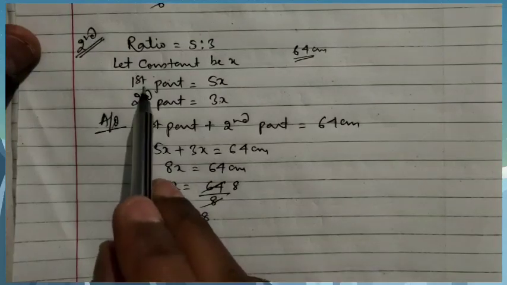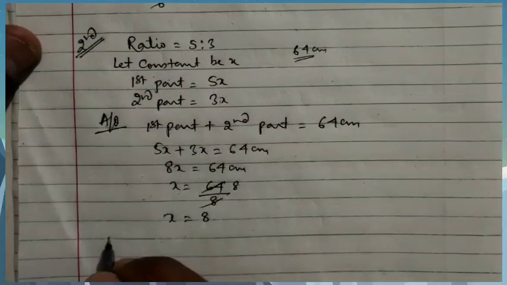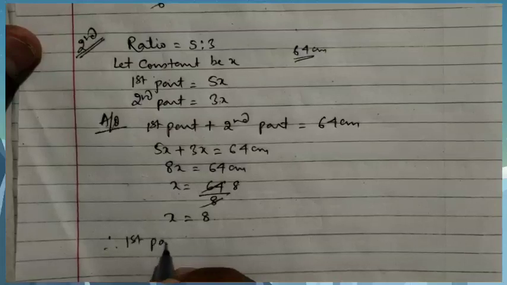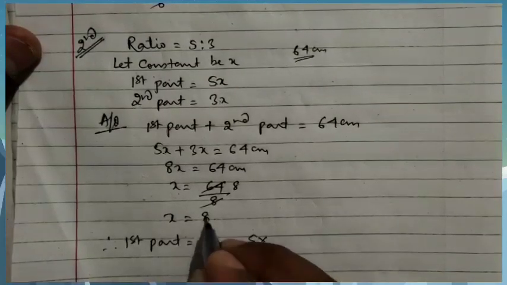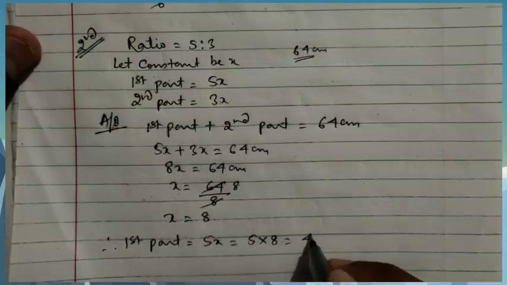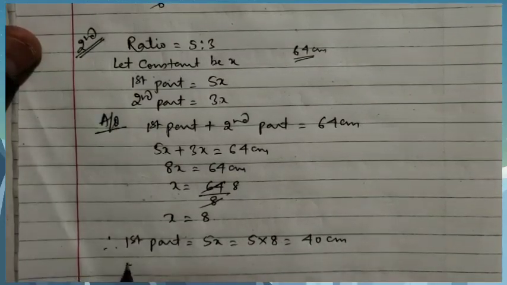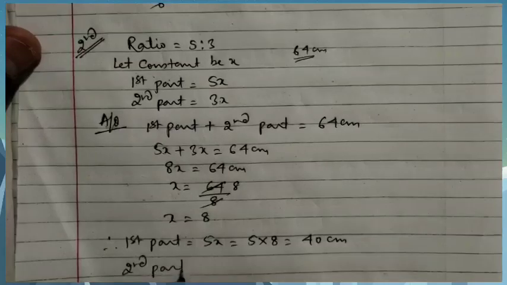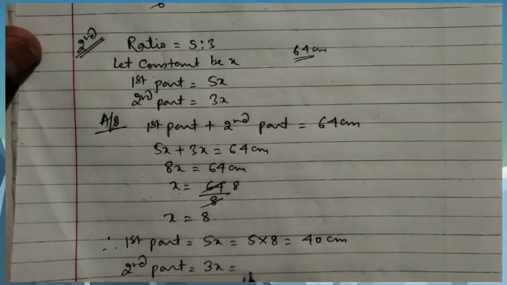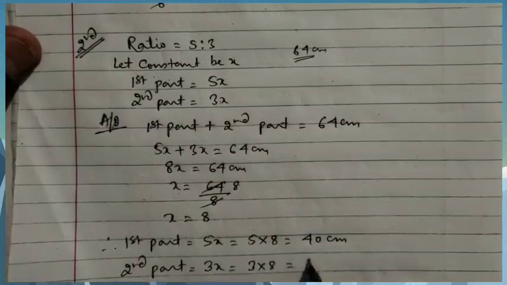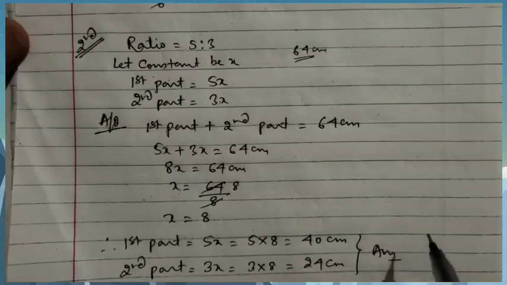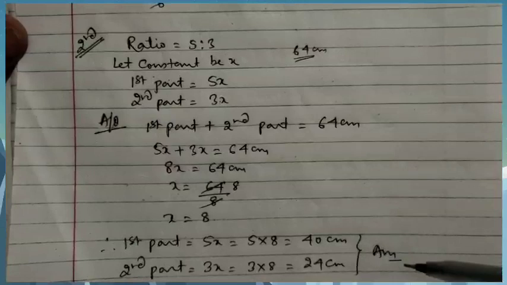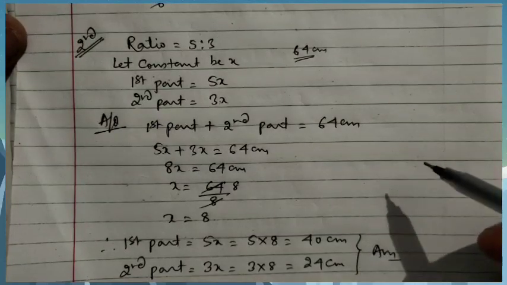Now how much is the first part? First part is equal to 5x. That means 5 into the value of x, which is 8. 5 eights are 40 centimeter. Second part is equal to 3x. That is 3 into 8. 3 eights are 24 centimeter. This will be your answer. You can solve it by either of the two methods, whichever you find easy.